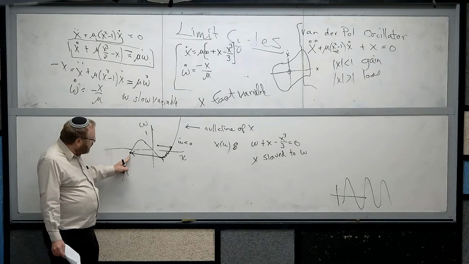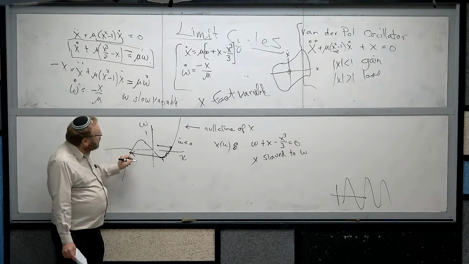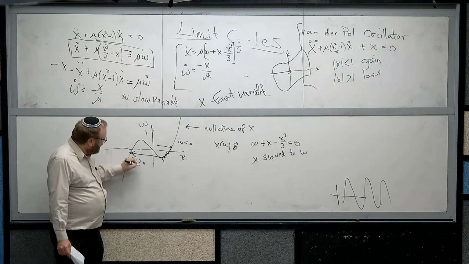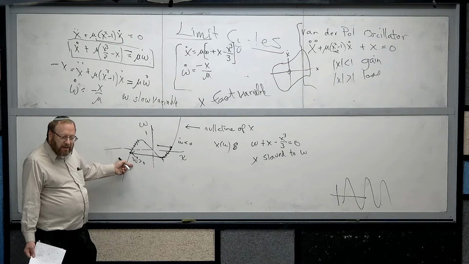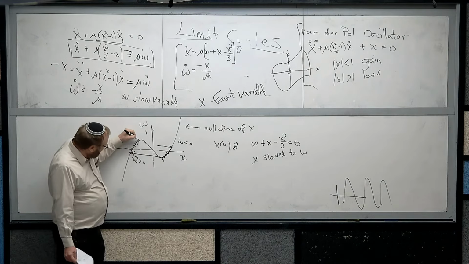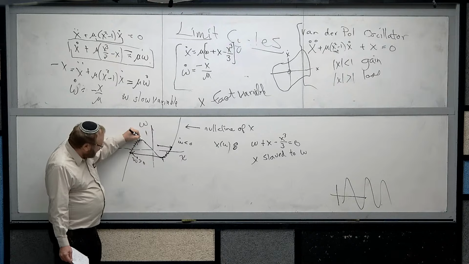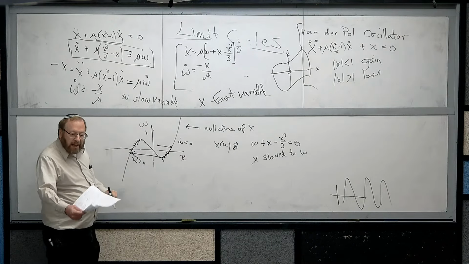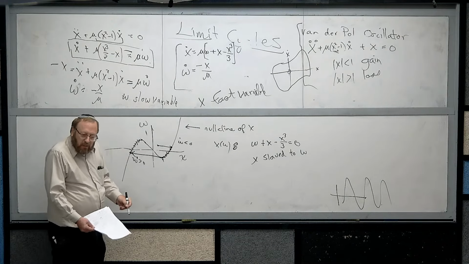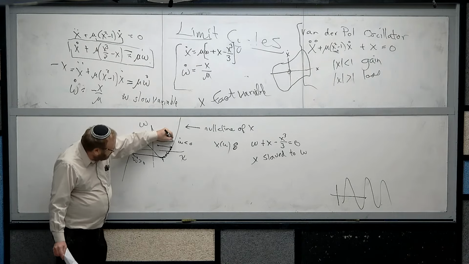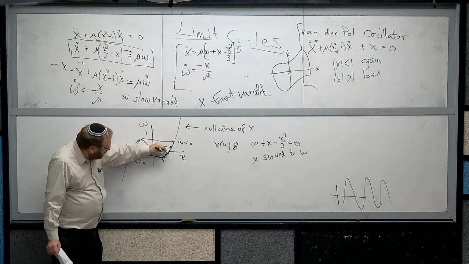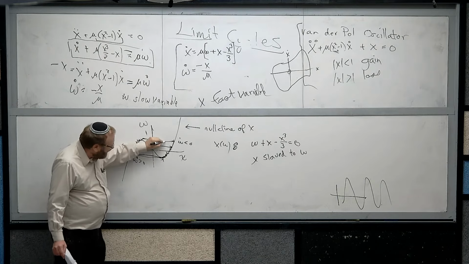And now in this region, x is negative, so therefore omega dot is positive. And you start climbing very slowly, because omega dot is again of order 1, until you get to here. And then again, omega dot is still positive, so you get a little bit above the null line. The minute you're above the null line, you go zoom to here, and this is the oscillation.